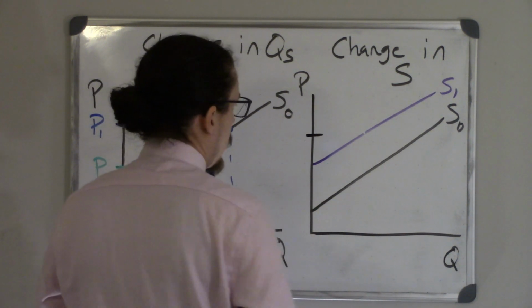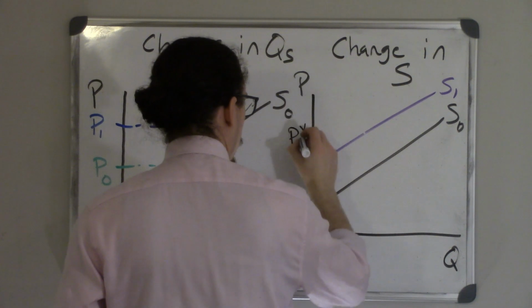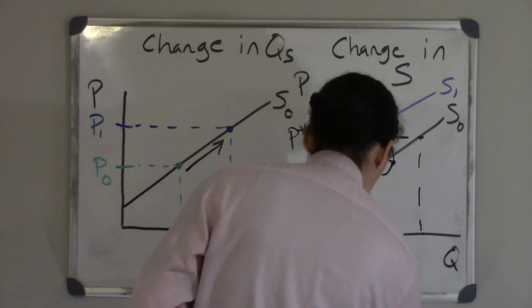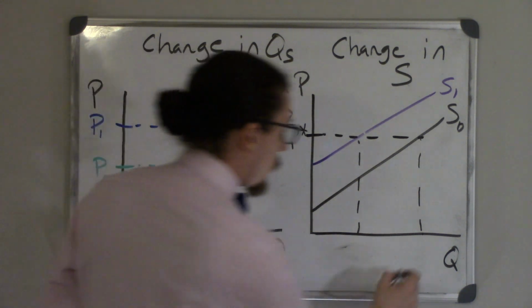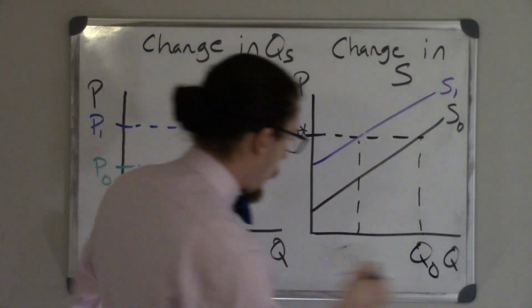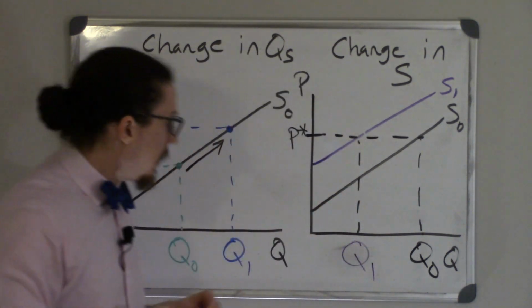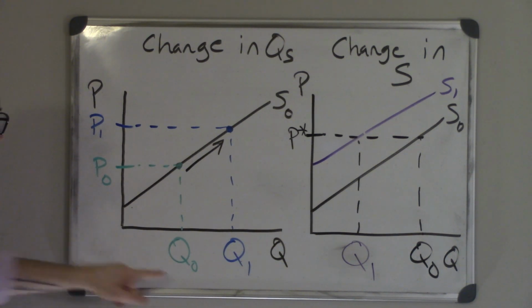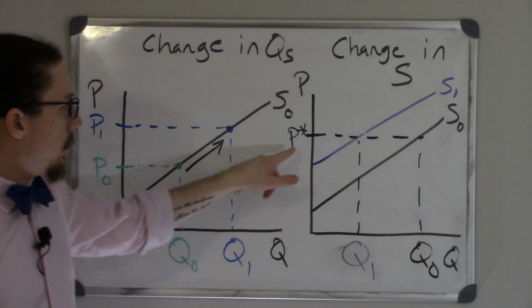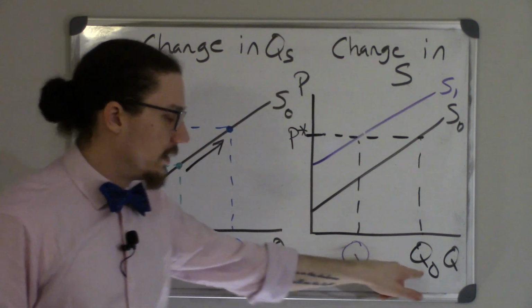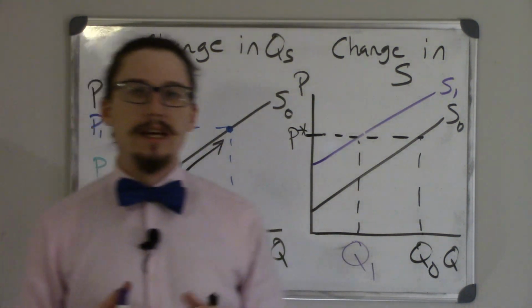But if we think about it, one of the things that really separates a change in quantity supplied from a change in supply itself is the fact that with a change in quantity supplied, we are changing both price and quantity supplied. When supply is changing, price could stay the same and give us two different quantities supplied.